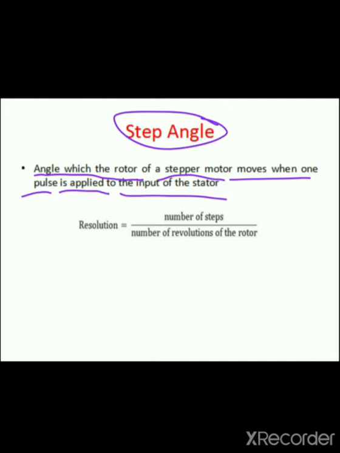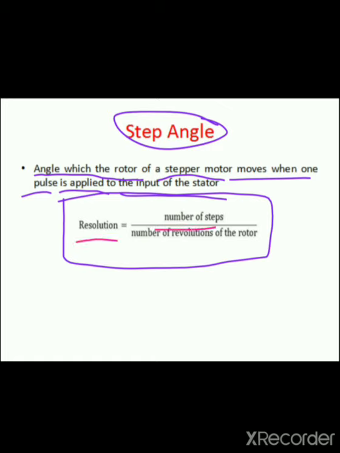The resolution or step number of a motor is the number of steps it makes in one revolution of the rotor. The smaller the step angle, the higher the resolution of the positioning of the stepper motor. The resolution is given by: resolution equals number of steps upon number of revolutions of the stepper motor.